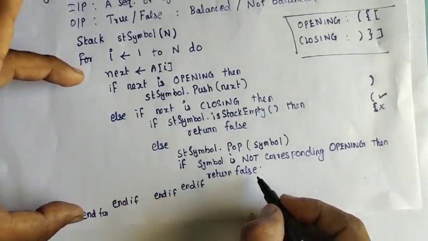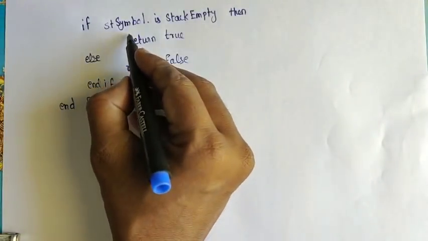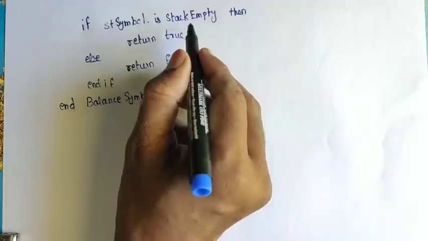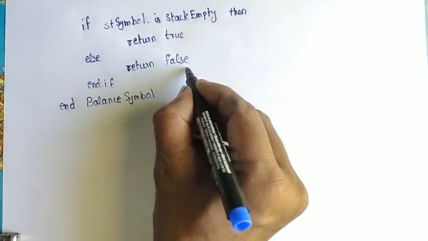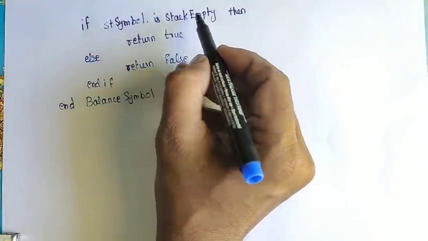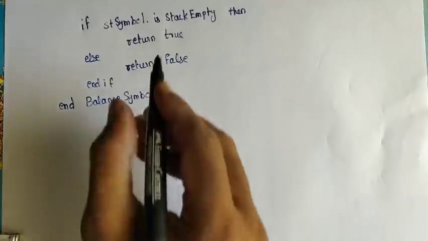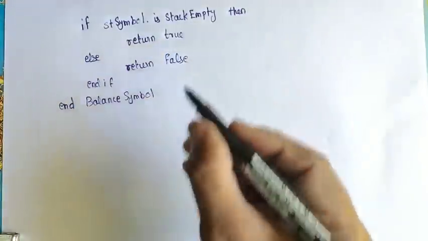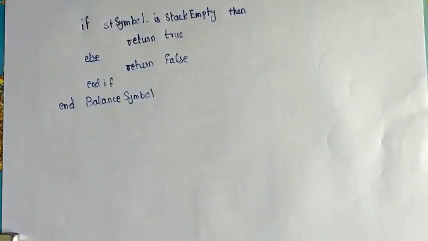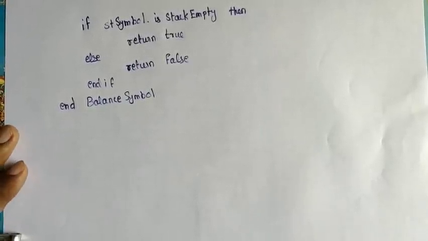After completing all the characters, at the end the stack is still not empty. In that case also it is not balanced, so we have to return false. At the end of the processing, if the stack is empty, all the opening symbols have had their corresponding symbols processed. In that case we have to return true. It is a balanced one. So I explained that algorithm. If you want to understand the algorithm clearly, we need to discuss one example for that algorithm.